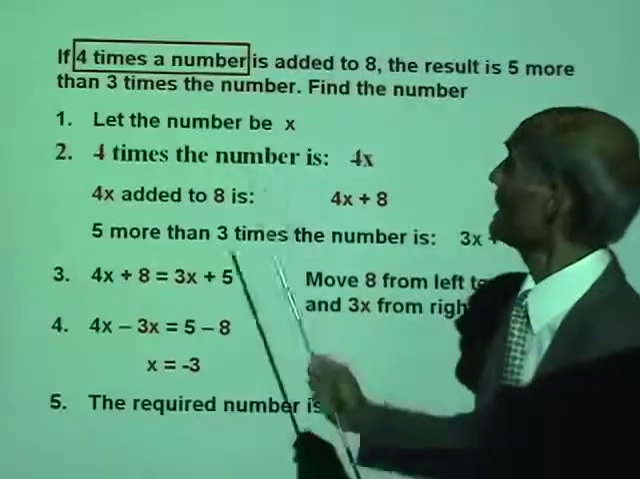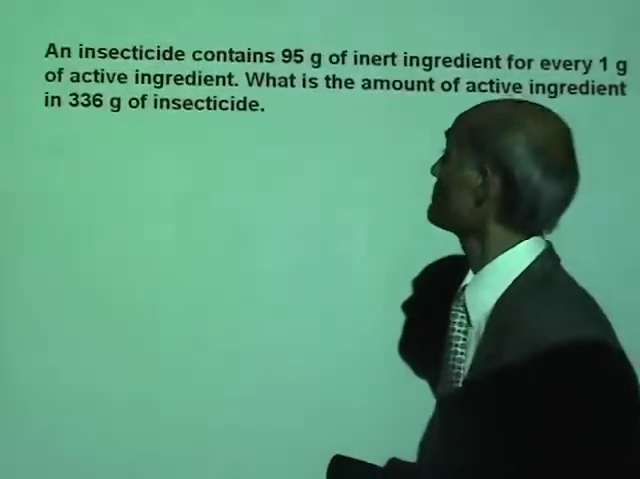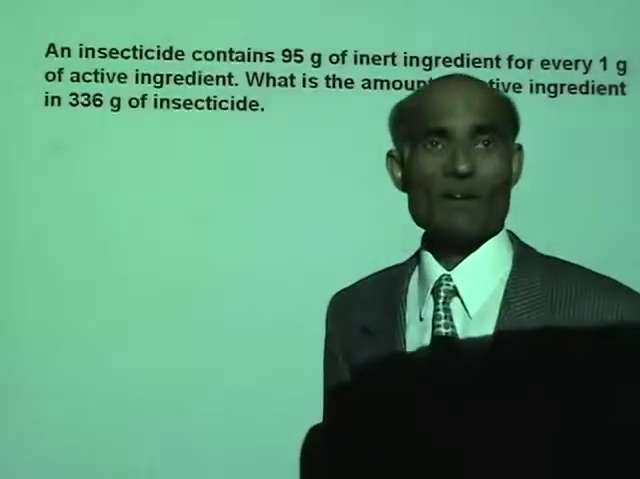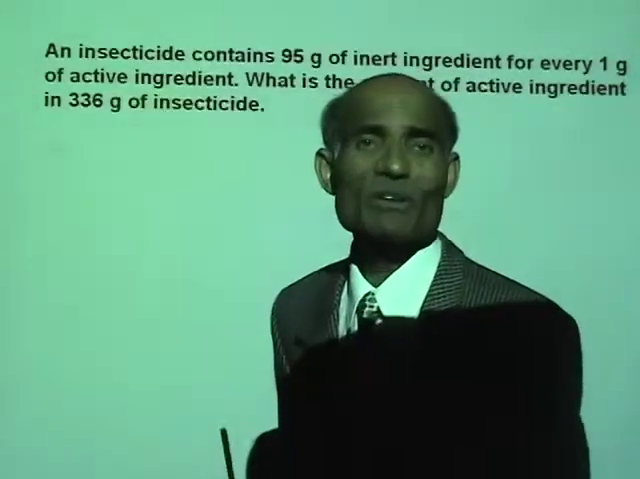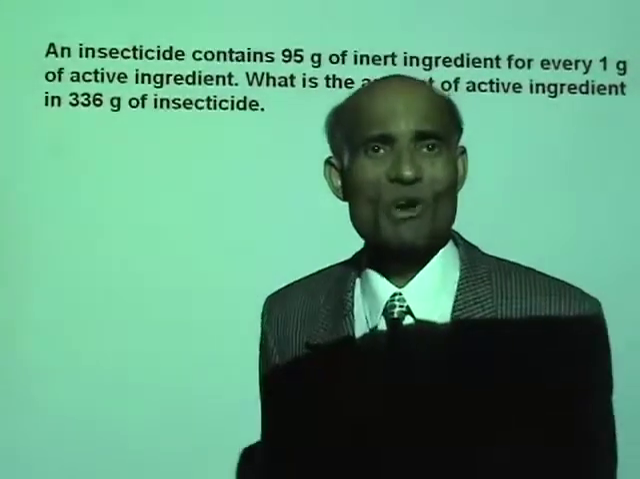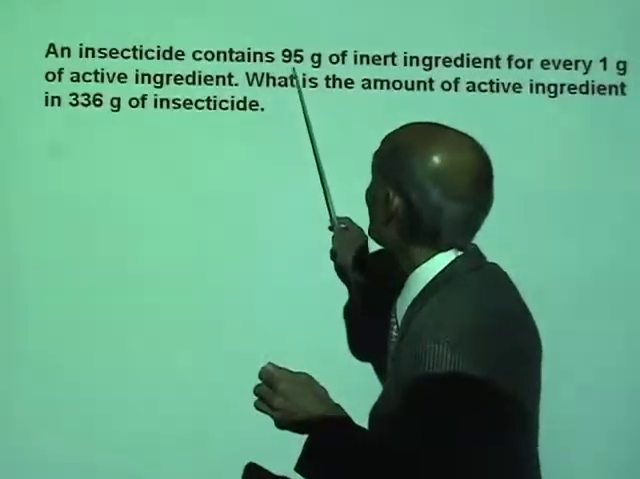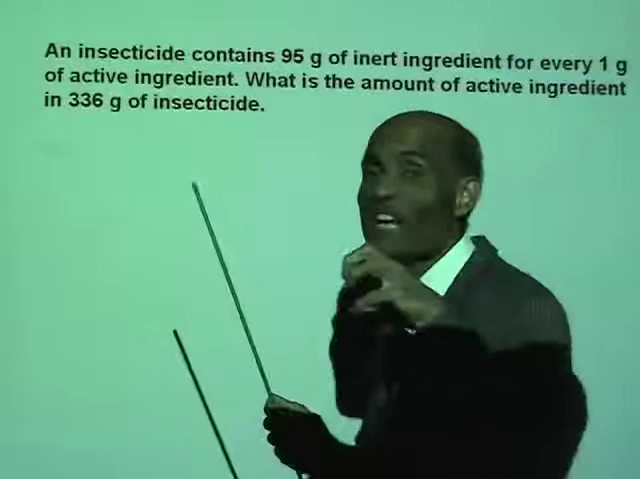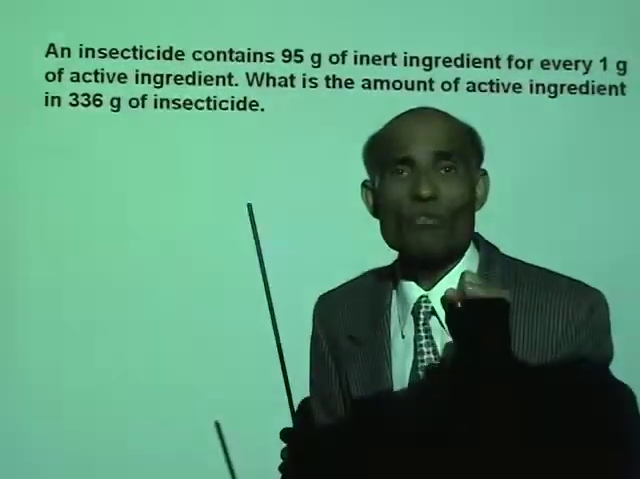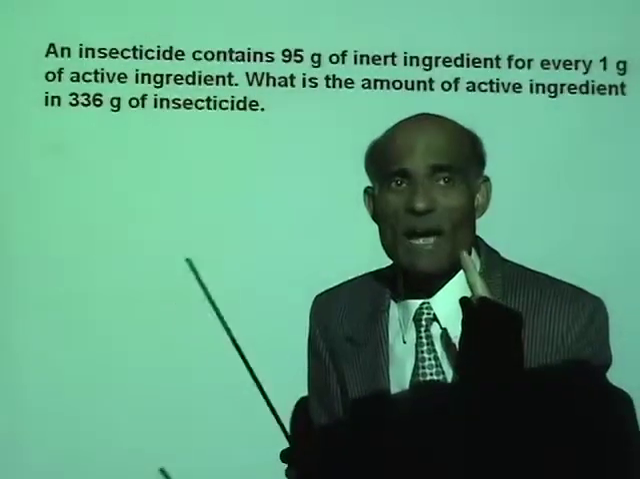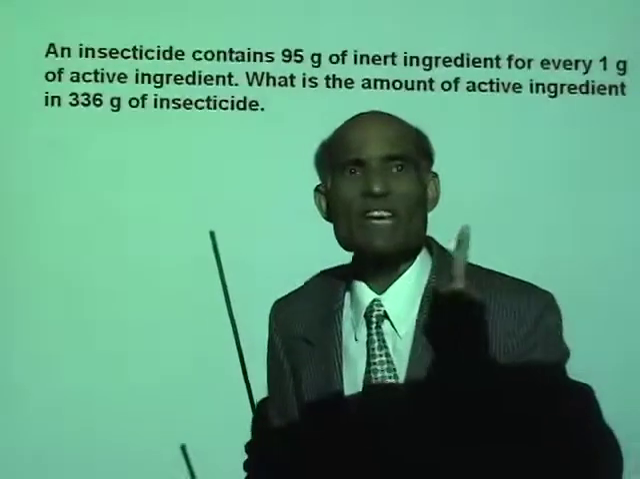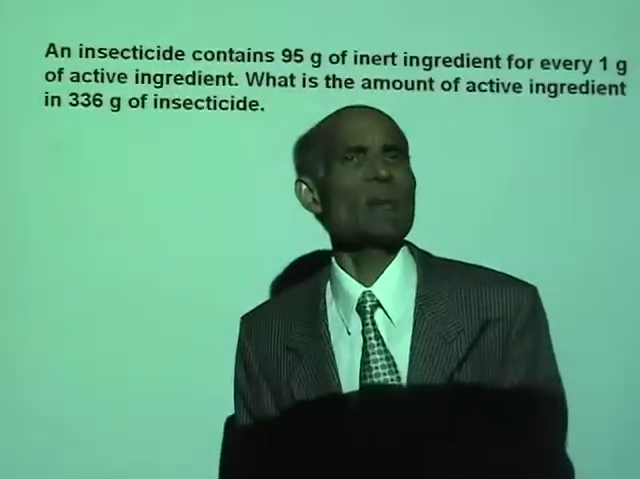Alright, let's go and look at another problem. Okay, a common problem that we very often see. An insecticide contains 95 grams of inert ingredient for every 1 gram of active ingredient. Now, what does that mean?